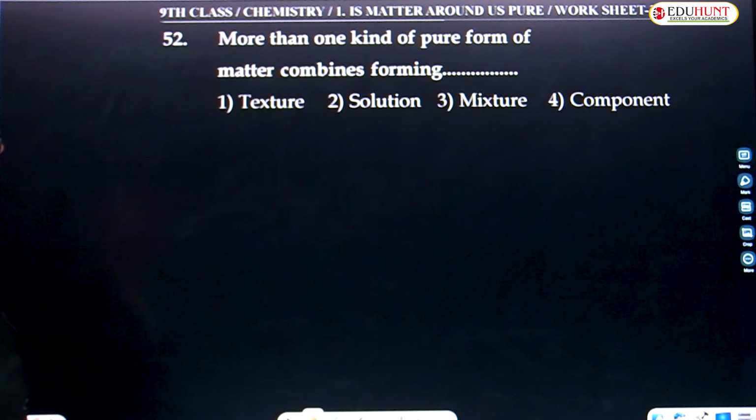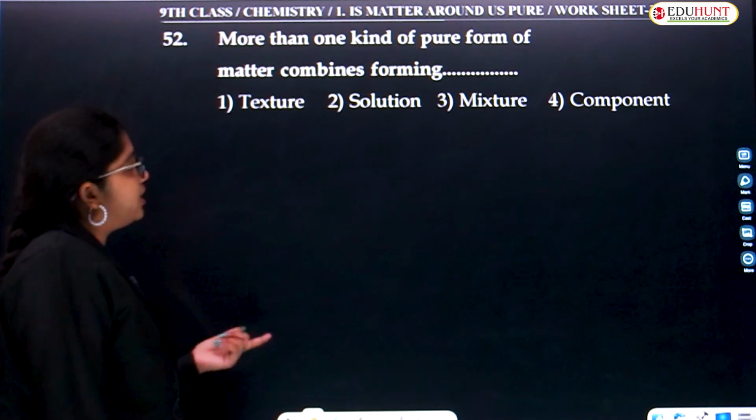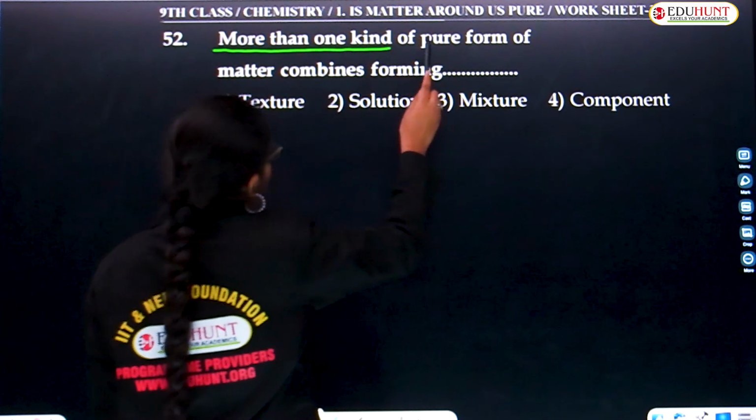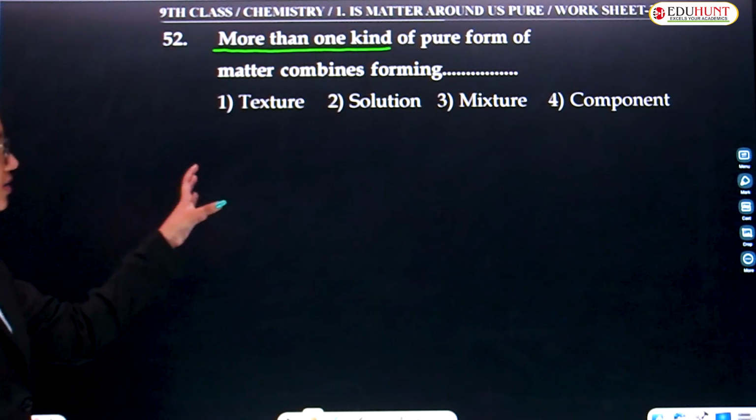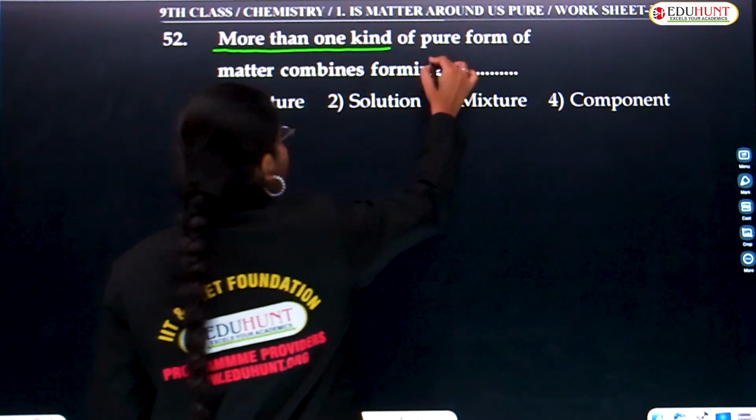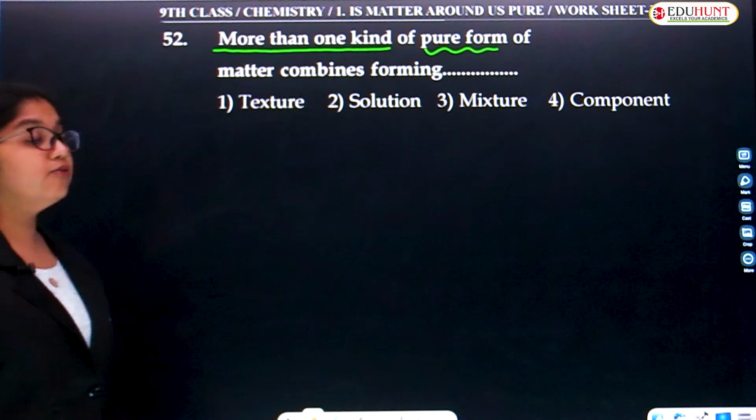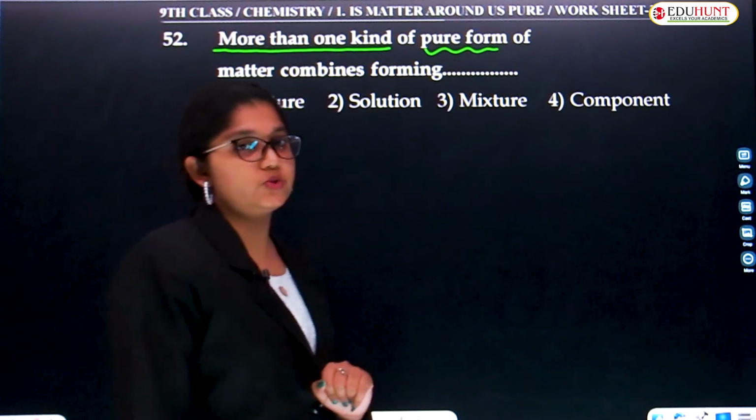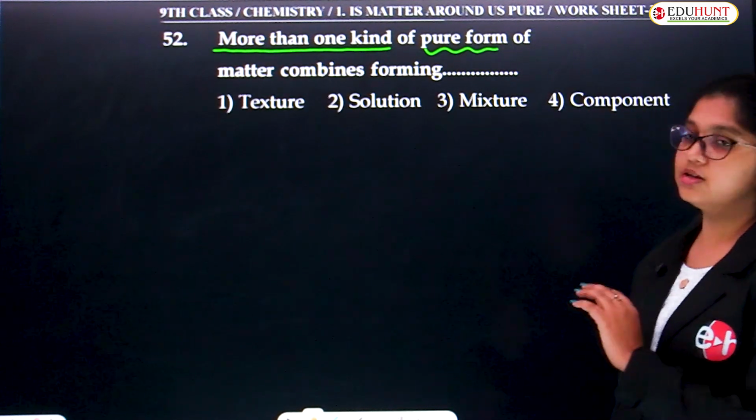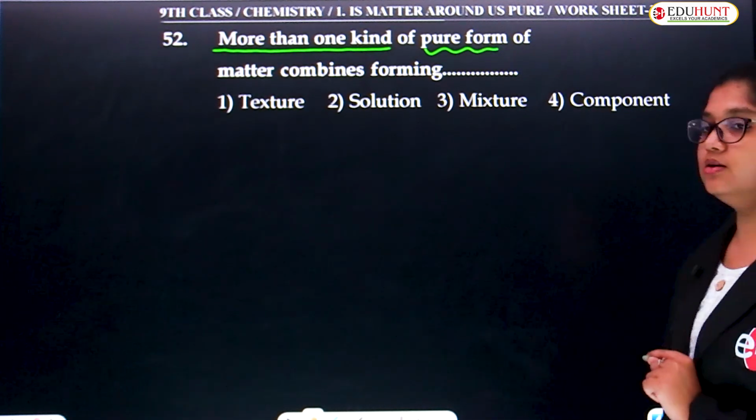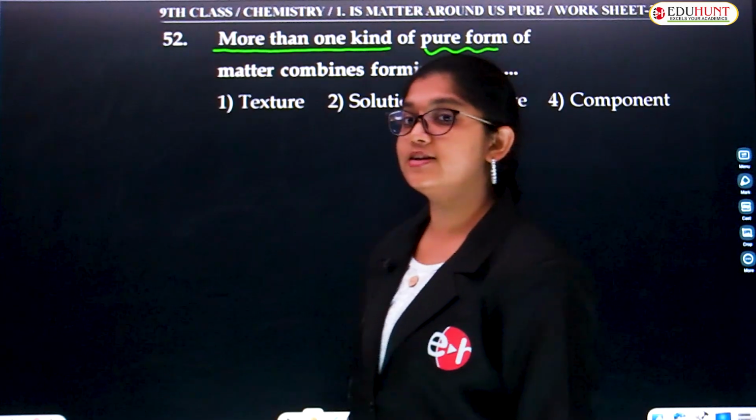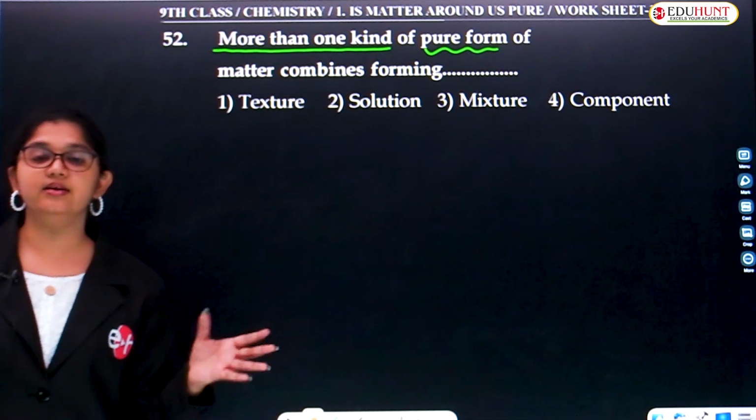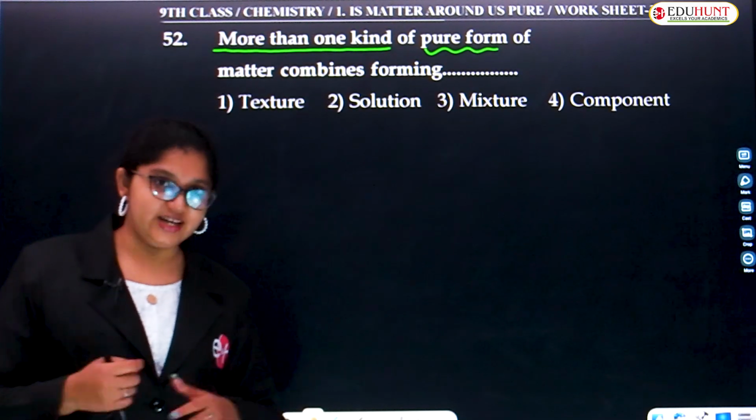Question number 52. More than one kind of pure form of matter combines to form dash. Options we have: texture, solution, mixture, component. Come on, matter, classification of matter into pure substances and mixtures, right? Yeah, very good.